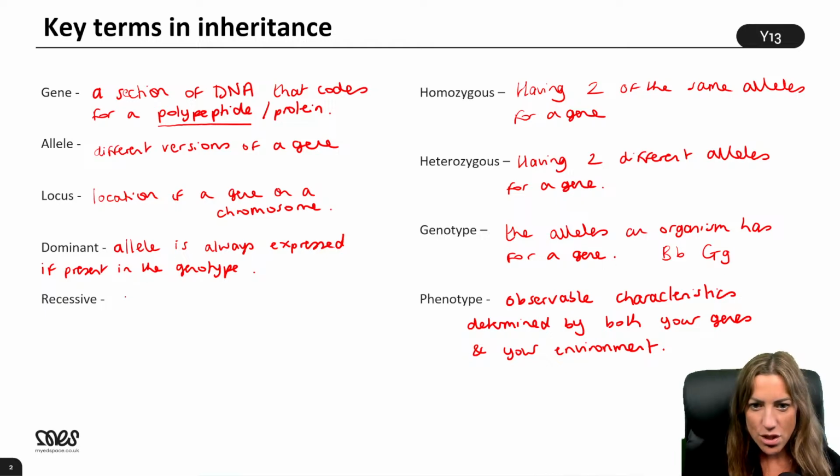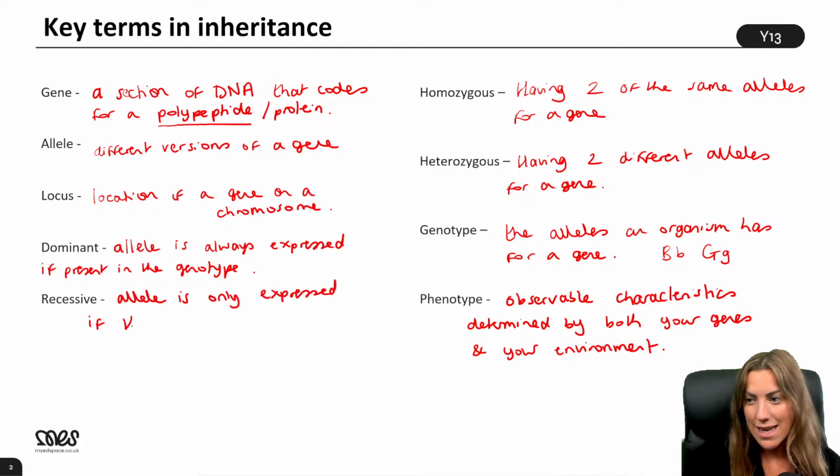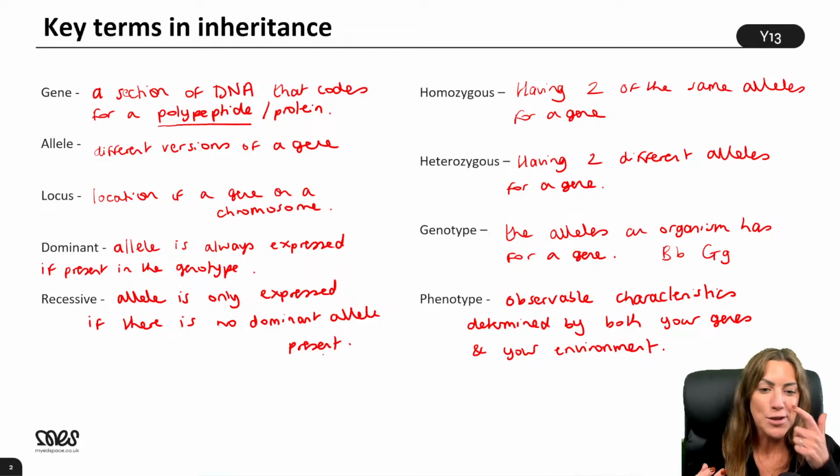So let's go back to recessive, because I noticed Tempered Steel and Felicity. Tempered Steel says recessive is a type of allele that needs 2 of those alleles to be expressed. Yes, that would be fine. Felicity's worded it slightly differently, but that's fine as well. It's only expressed if there's no dominant allele present. Both fine. I'm going to go for the allele is only expressed if there is no dominant allele present.